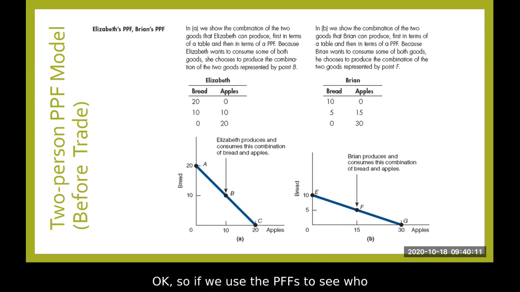Okay, so if we use the PPFs to see who has an absolute advantage in producing bread, we can see that if Elle is only producing bread, she's able to make 20 loaves of bread. Whereas if Brian is only producing bread, he can only make 10 loaves. So since Elle is able to produce more bread than Brian, she has the absolute advantage in producing bread.